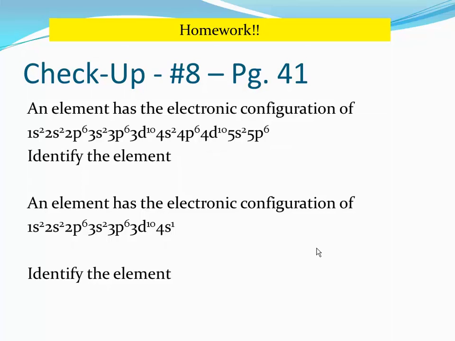Alright, here's your homework question. What element has the electron configuration of 1s2, 2s2, 2p6, 3s2, 3p6, 3d10, 4s2, 4p6, 4d10, 5s2, and 5p6?